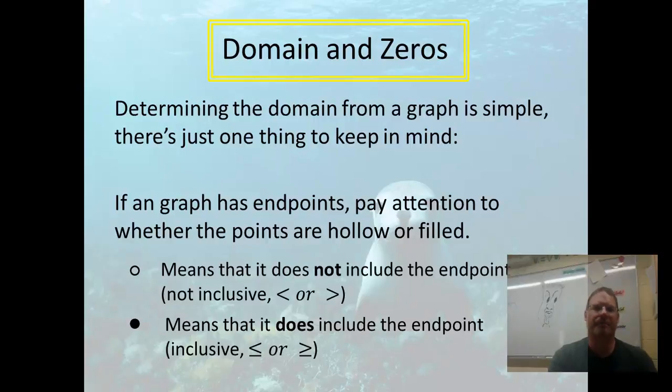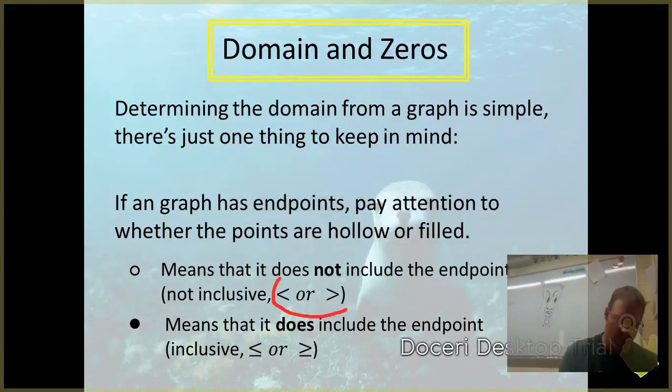Alright, domain and zeros. Determining the domain from a graph is simple. There's just one thing to keep in mind. If a graph has endpoints, you need to pay attention to whether or not the points are hollow or filled, because a hollow point means that it does not include the endpoint. You also hear it referred to as being not inclusive, and that would be equivalent to greater thans and less thans without the equals. Okay, that's what the not inclusive means.